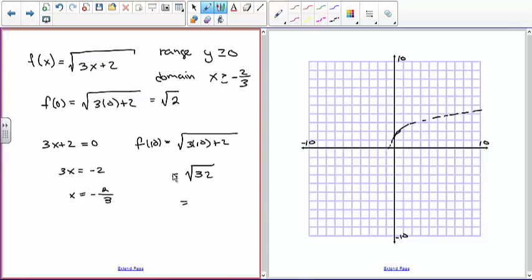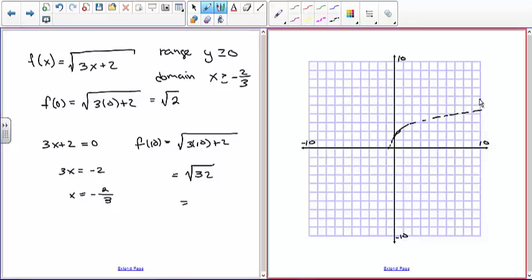If you get a calculator and do that, the square root of 32 is 5.65. So 1, 2, 3, 4, 5.65 is about there. So it's going to go up like that. There we go. Notice the y value is always positive.